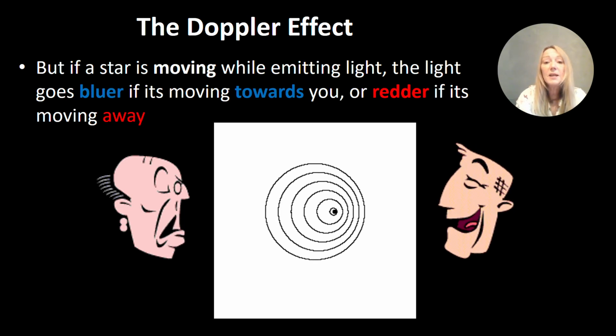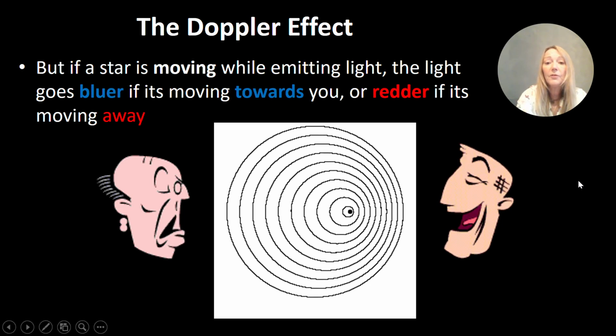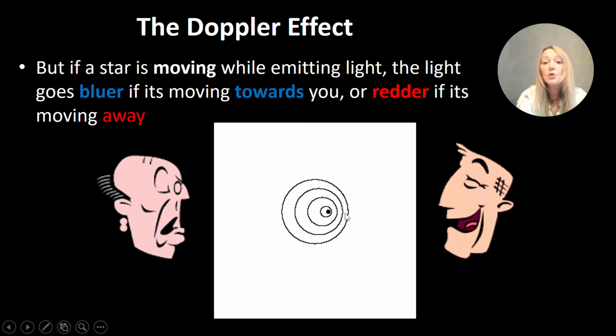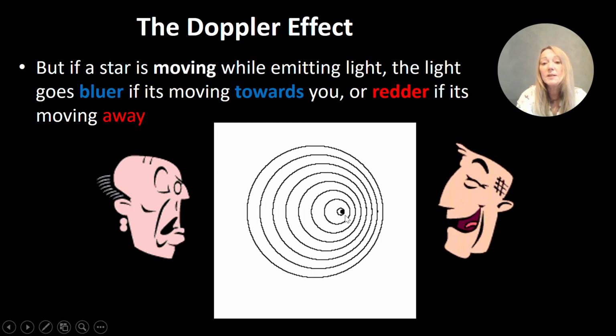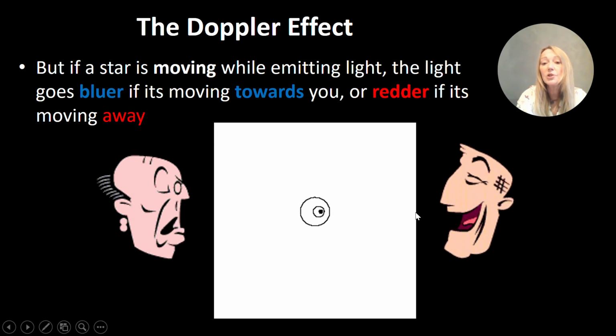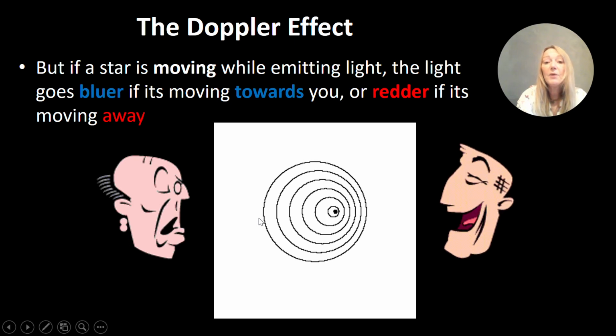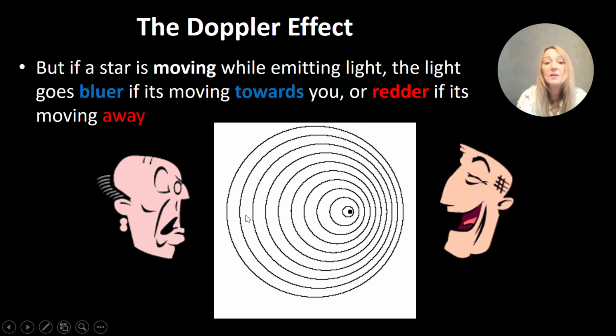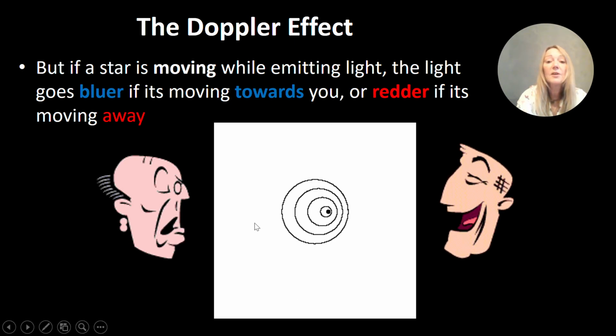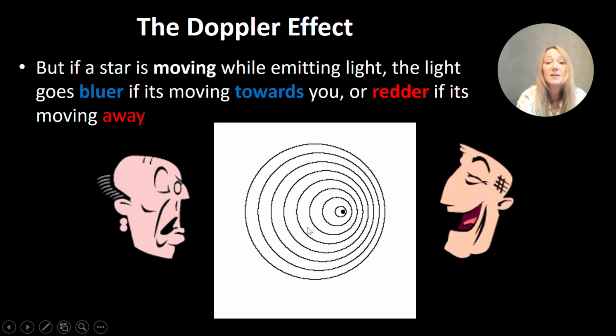And so we can see here that if we've got a wave that is moving towards you, we can see that the wavelengths are starting to shorten. If, however, it's moving away from you, you can see that those wavelengths are starting to increase.